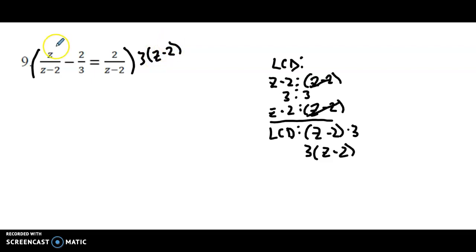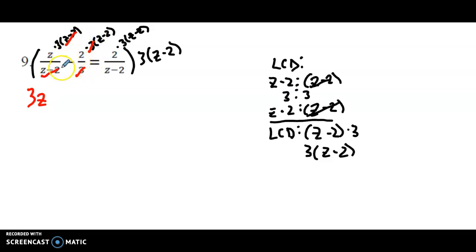So first one times 3 parentheses z minus 2. Second one times 3 parentheses z minus 2. And the third one times 3 parentheses z minus 2. And again, what should happen here is the things should be able to cross off. So in the first one, the z minus 2 and the z minus 2 are the common factors. They cross off. So I do 3 times z, which is 3z. Second one, the 3's are going to cross off.